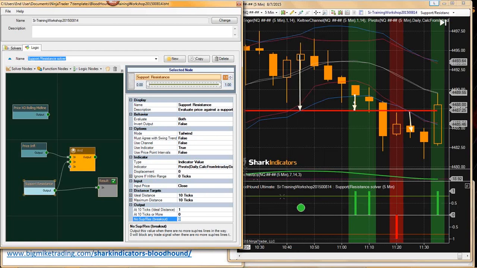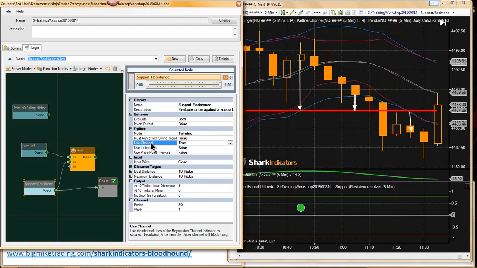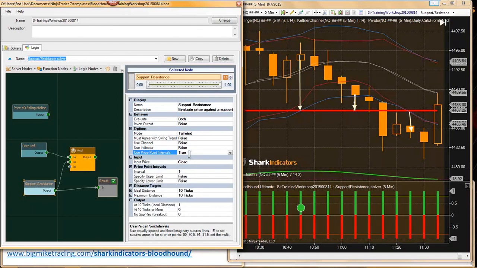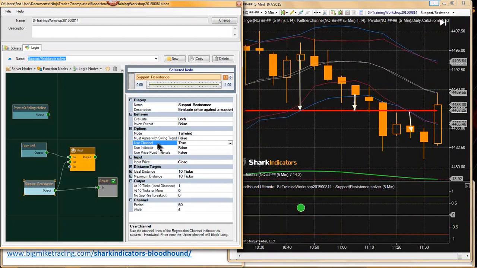All right, I think I've covered tailwind mode and headwind mode. So use channel. The use channel is the regression channel here. If I turn this on, you see it's going to turn the use indicator off. It turned that off. So you can only use one of these three settings at a time. If I set price points to true, it's going to turn the other two off. So let's put on use channel here.